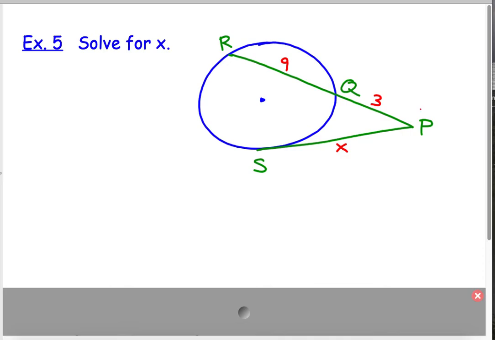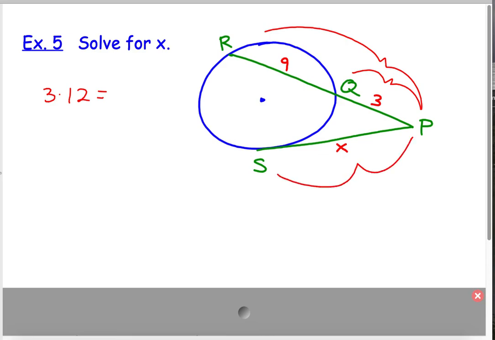So I'll start with this secant here from P to R. So the outside piece is 3 times the whole thing, which is going to be 3 plus 9, or 12. And that's going to equal, now for the tangent segment, the outside piece is just x, and the whole thing is also x. So we get x times x, or x squared. So 3 times 12 is 36, x times x is x squared. We remember how to do these.